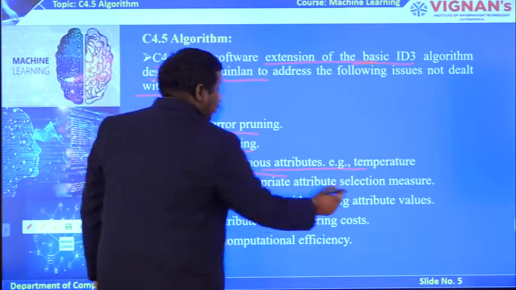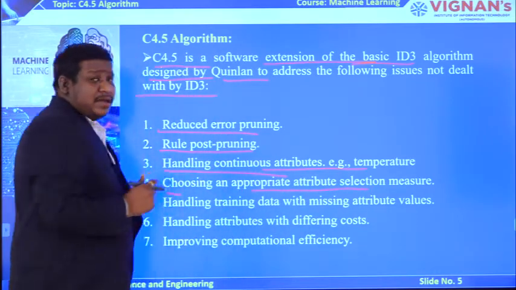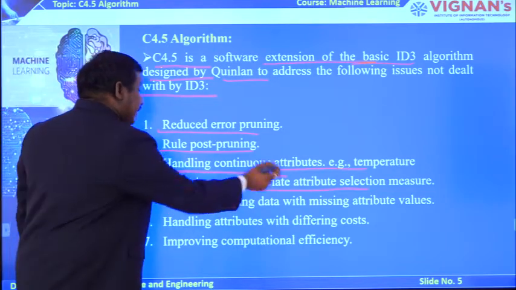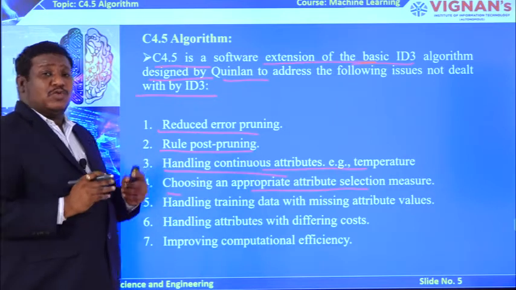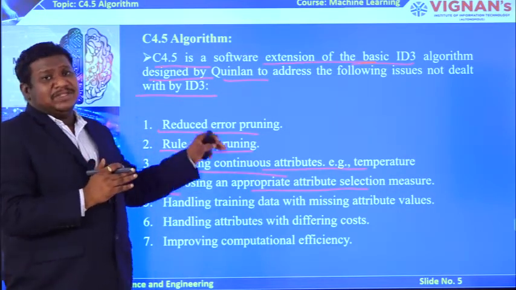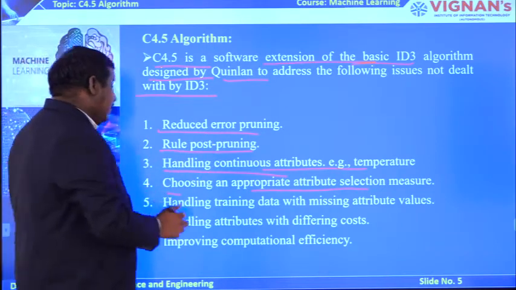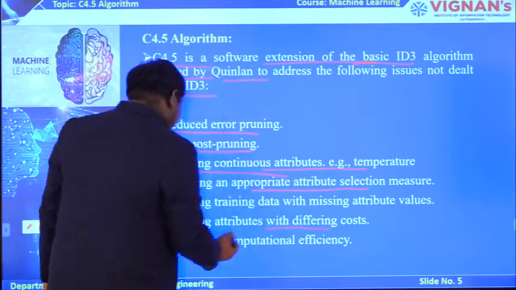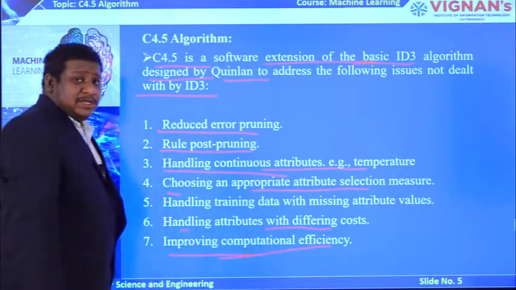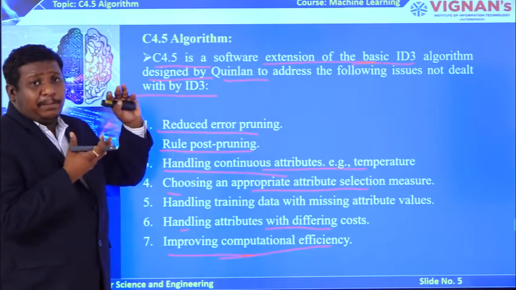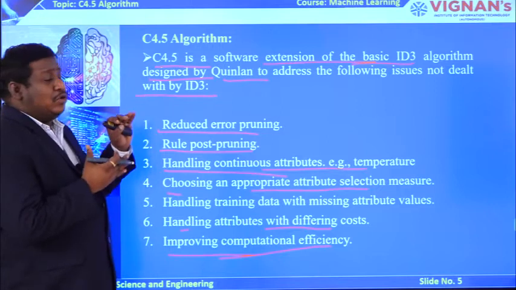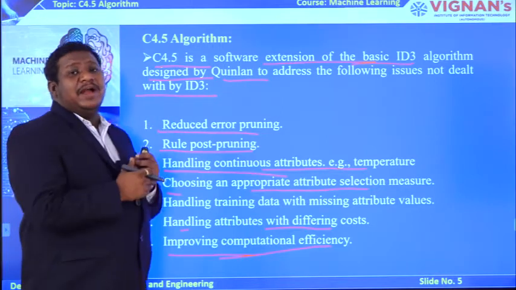Choosing an appropriate attribute selection measure, so choosing the correct appropriate attribute from the available data. Similarly, handling training data with missing attribute values. Whatever the attribute values are missing, those also can be handled here in the C4.5 algorithm. Similarly, handling the attributes with different costs, and improving computational efficiency. So, these are some of the points where C4.5 is going to address and resolve those points which were not being resolved in the ID3 algorithm.